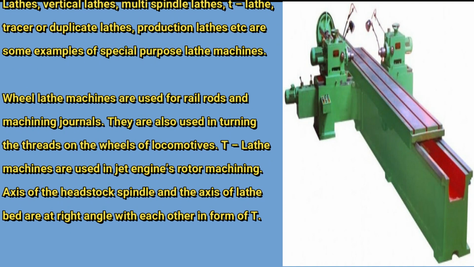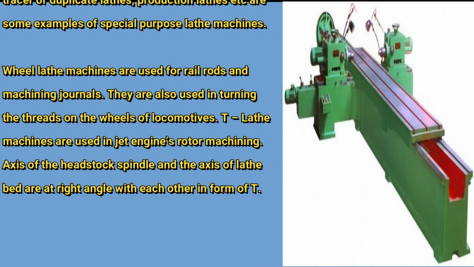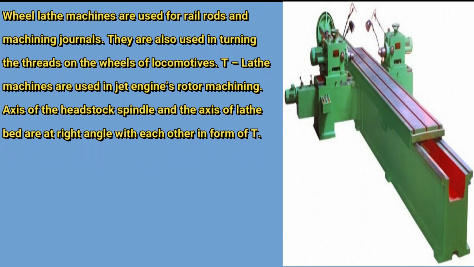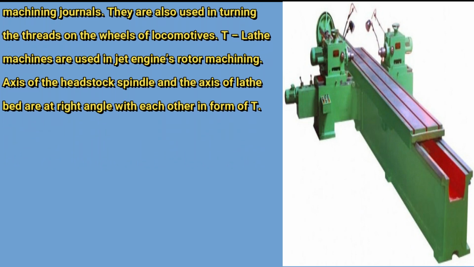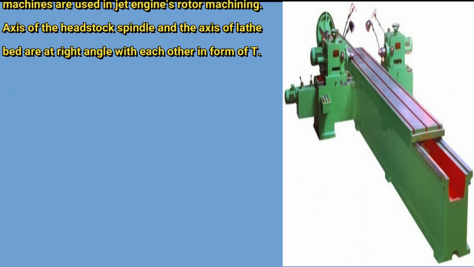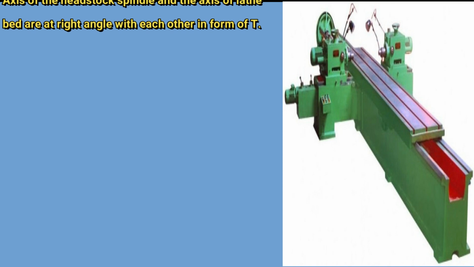Wheel lathe machines are used for rail rods and machining journals. They are also used in turning the threads on the wheels of locomotives. T-lathe machines are used in jet engine rotor machining. The axis of the headstock spindle and the axis of the lathe bed are at right angles with each other in the form of a T.